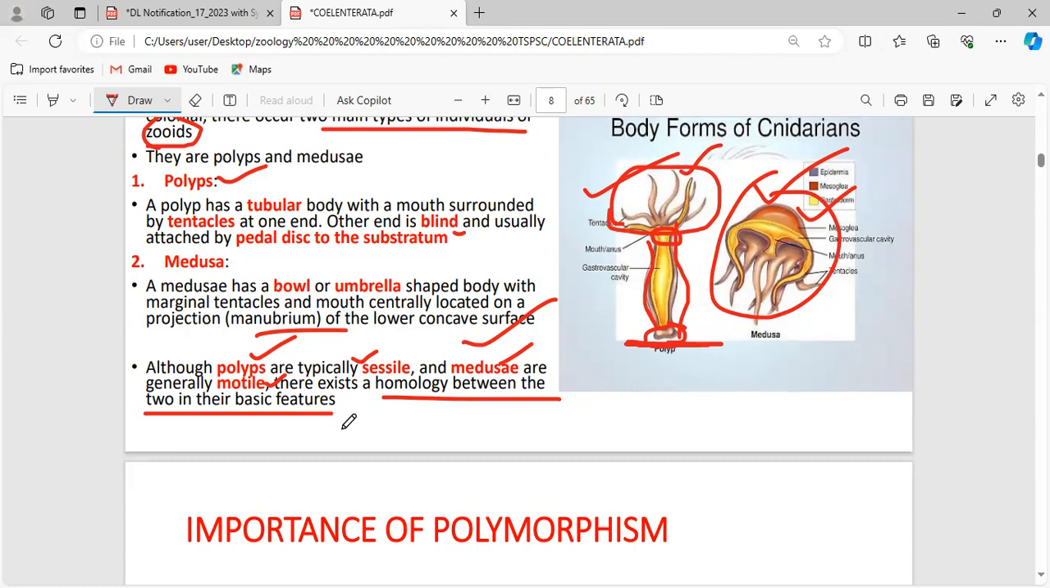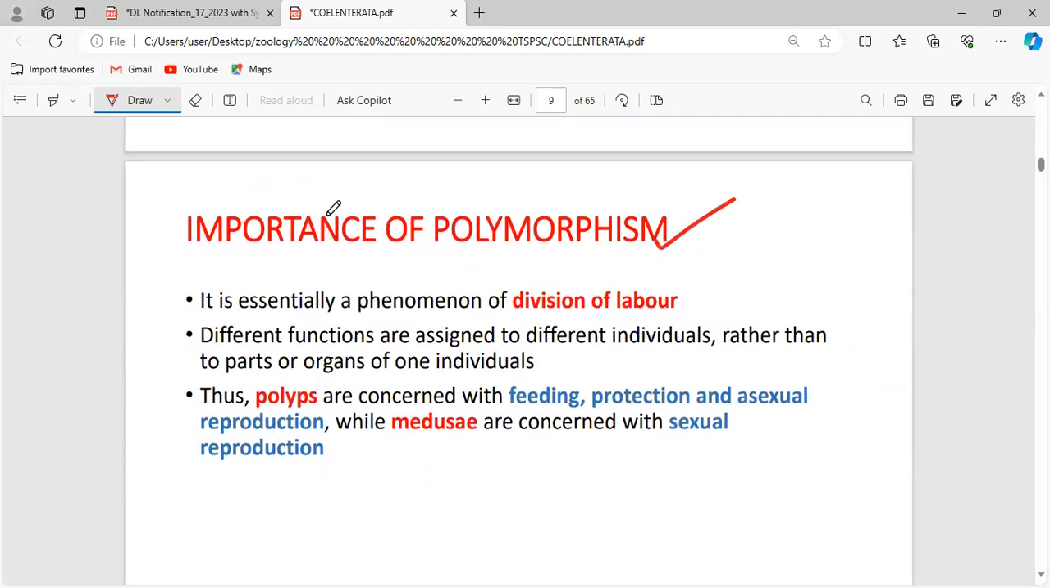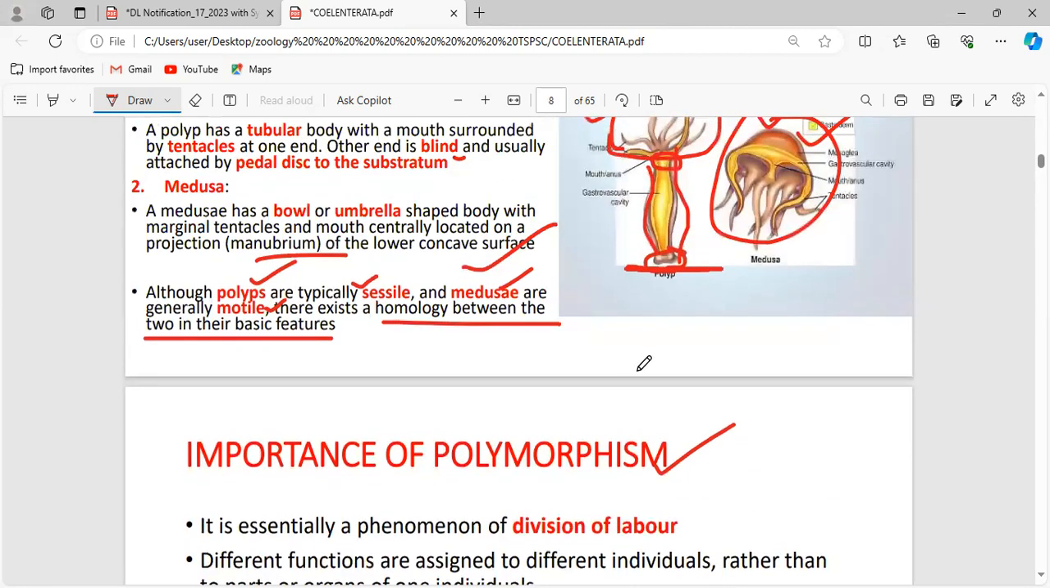They exhibit some basic similarities between the polyp and medusa. Tentacles are present in both the polyp and medusa. The mouth is present in both. The gastrovascular cavity is present in both. So some similarities are present in these two types of individuals. Okay. Now, what is the importance of polymorphism? As I said, different forms, the polyp and medusa, will be exhibited.